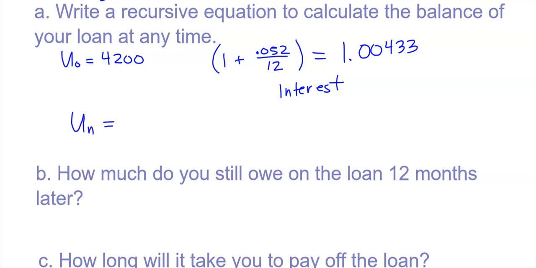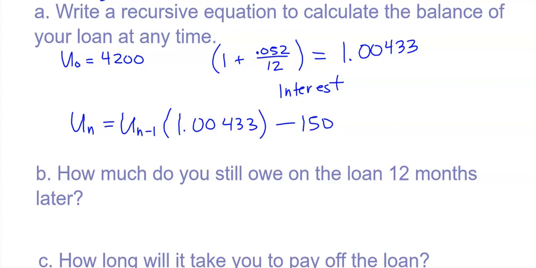Enough talking about it. All right, to get from term to term, we're going to take the term before. We're going to multiply it by that bank's interest, that's divided over the 12 months. But we are taking off $150 of that loan every month. We're paying it off, so we are subtracting it from what we originally owed.